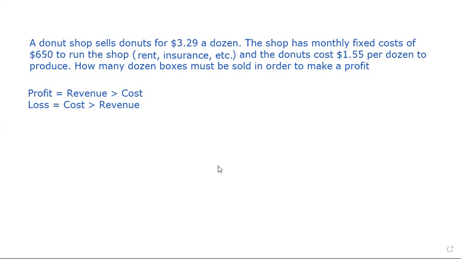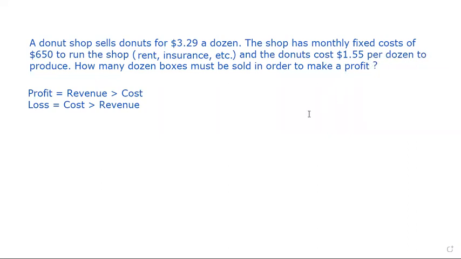So, of course, to make donuts, you have to have your sugar, your flour, and things like that. Those would be our variable costs because they may go up, they may go down. All right, but right now it's $1.55. So we need to see how many dozen boxes must be sold in order to make a profit. All right, and I'm going to put a question mark right here.